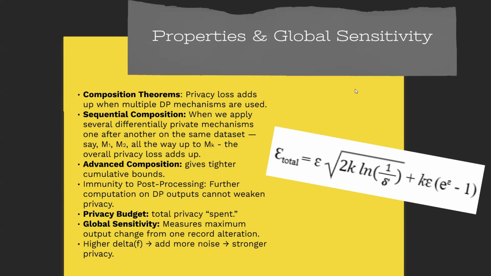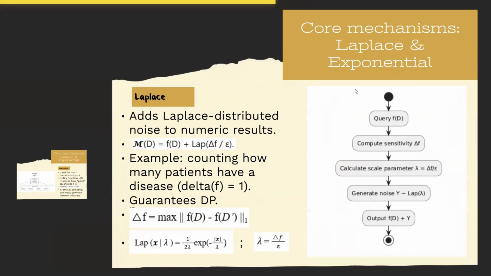Core algorithms. Core algorithmic mechanisms: global sensitivity, Laplace, and exponential. Now that we understand the principles and properties of differential privacy, let's look at the core algorithms that make it work in practice. The first key concept is global sensitivity.